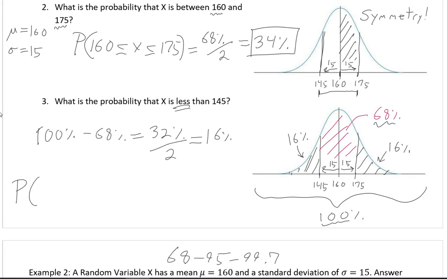So we have that the probability that x is less than 145 is about 16% via the empirical rule.